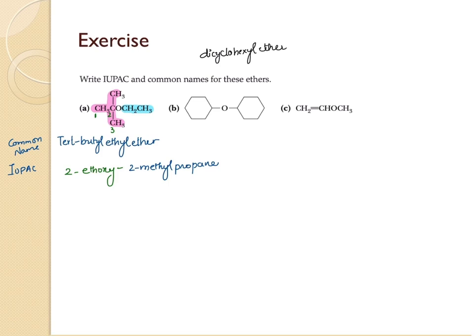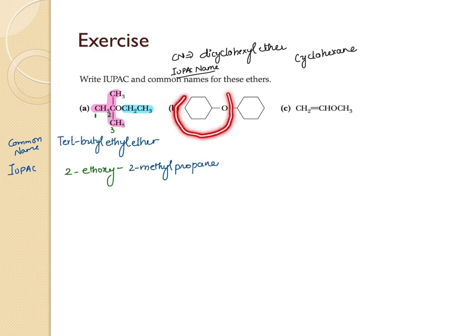Okay, so this is our common name, and for the IUPAC name, remember we have to call one of these groups oxy, followed by the parent name. The parent name here is going to be cyclohexane. So you're going to treat one of these alkyl groups as a parent name, and the other alkyl group is going to act as an alkoxy. And this is going to be a cyclohexyloxy substituent. Cyclohexyloxy group that is present on the cyclohexane. Okay, now let's go on to the next example.